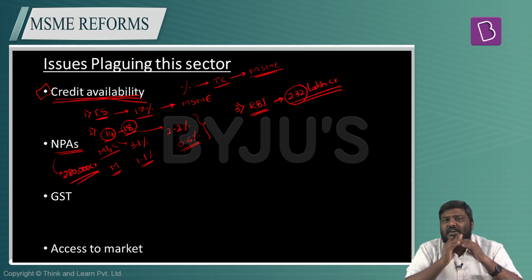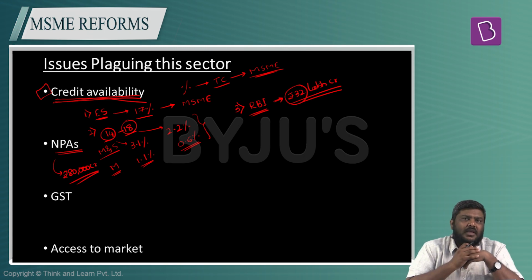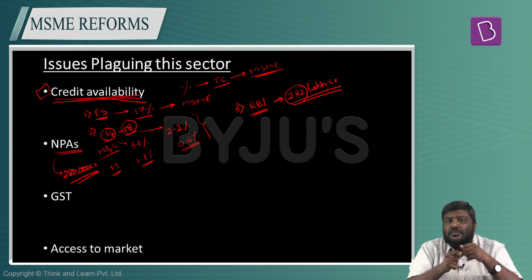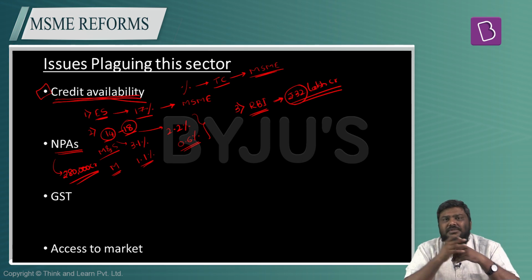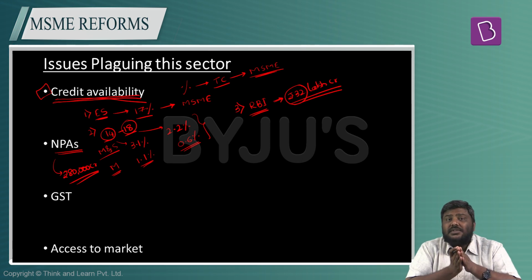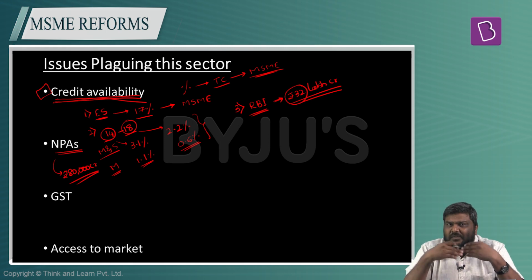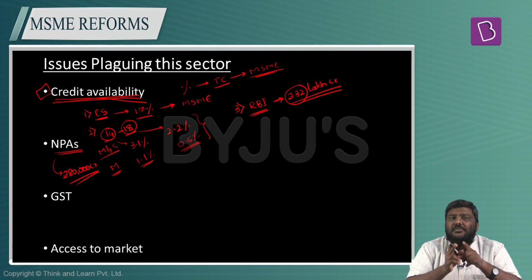targets of credit which have to be achieved by the banks. And since the banks are forced to meet these particular targets, they will usually do away with the prudent credit appraisal norms and end up giving loans even to those people who may not pay in the future. As a result of this, the next wave of NPAs, as per this note, will come from the MSME sector itself. That is the second issue.